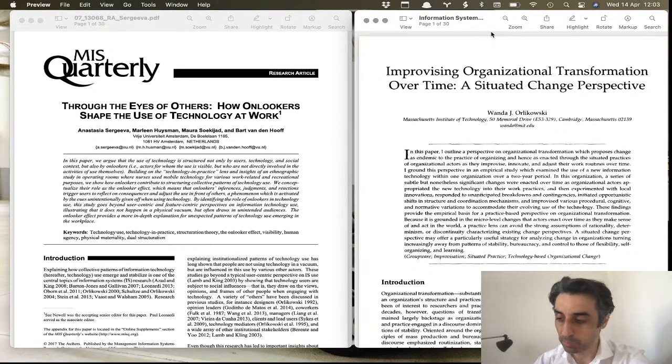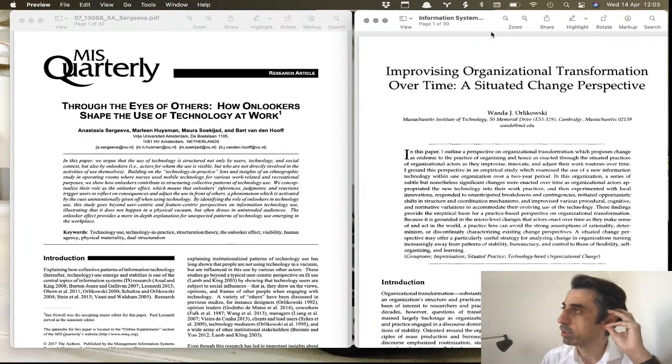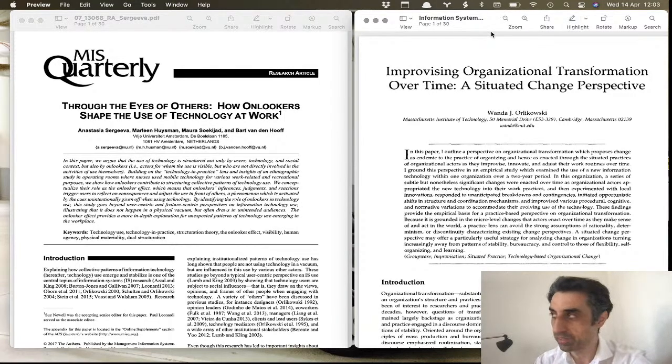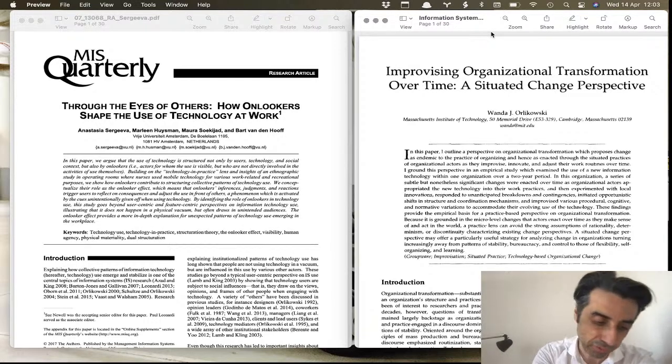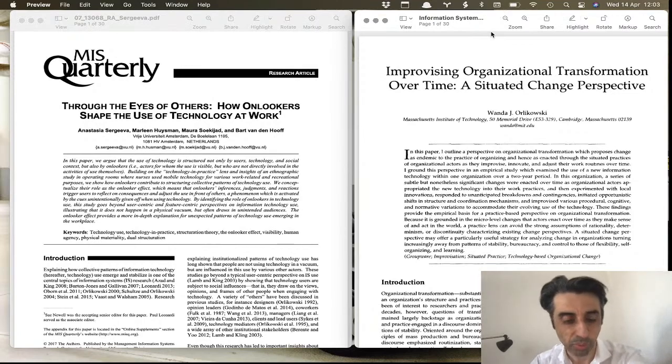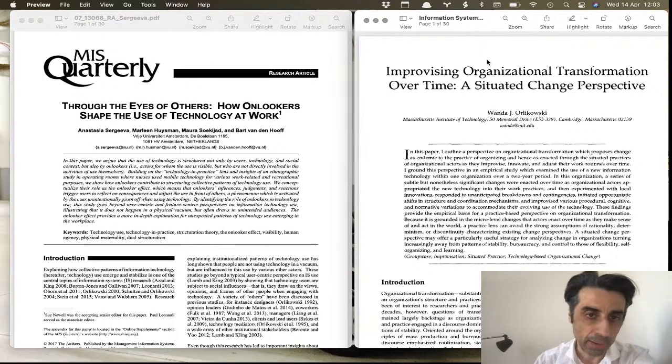yesterday on Twitter about how to represent very complex qualitative data. It was actually a friend of the channel, Martha, who was asking for means of representing really complex qualitative data. Okay, and Lauren gave this example of this paper by Anastasia Sergieva et al.